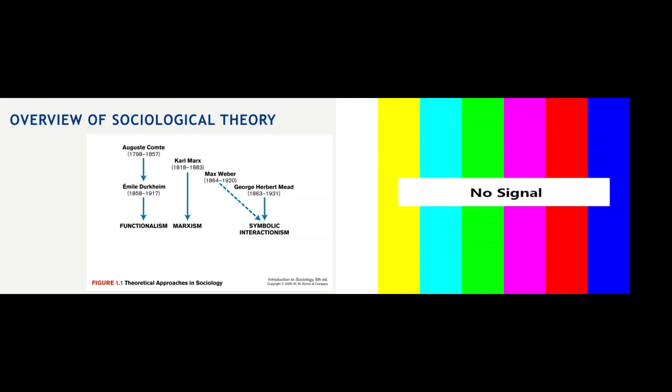And then next to them, we have Karl Marx, who developed Marxism, obviously, and he is really the forefather of what we can call critical or conflict sociology. So sociology that's not only trying to observe and understand the social world as it is, but is also trying to understand how could this be different?